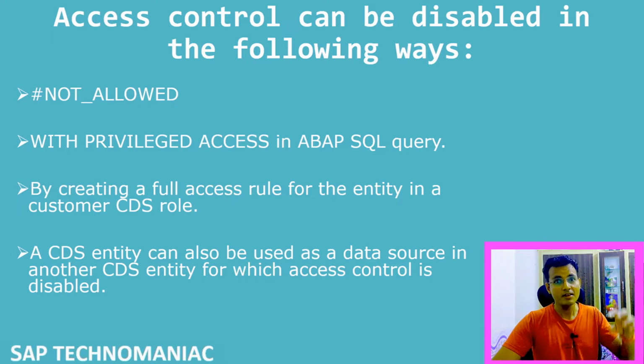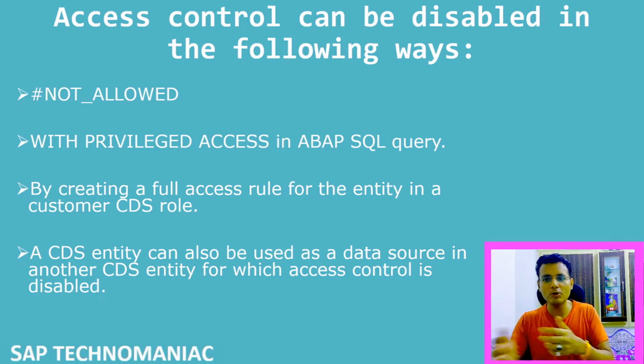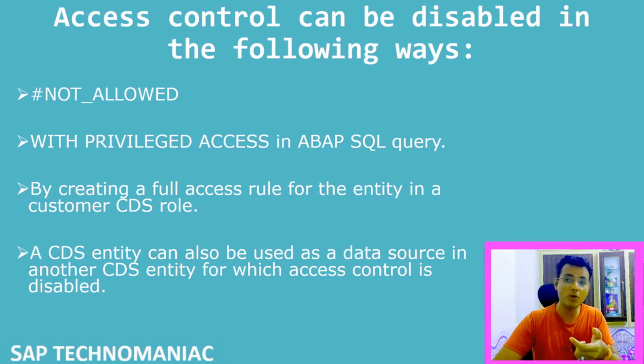Whenever we access that particular CDS entity using SQL, even though you have the DCL, and the authorization check annotation is already set to check, that particular DCL will not be evaluated. We will see that also in the video.